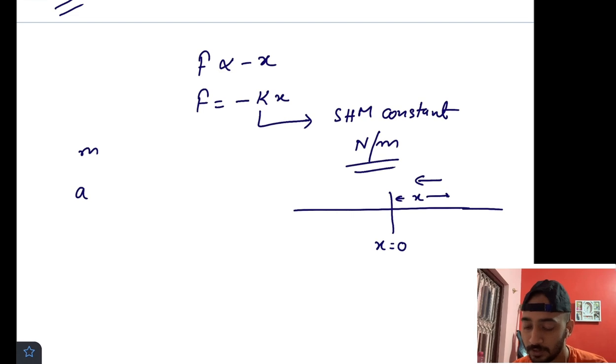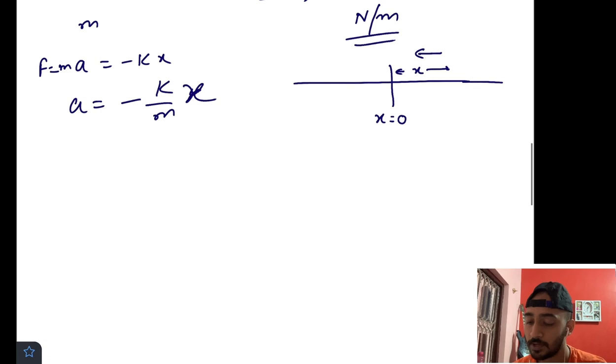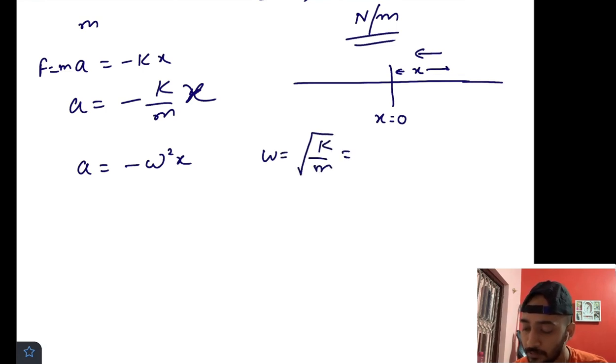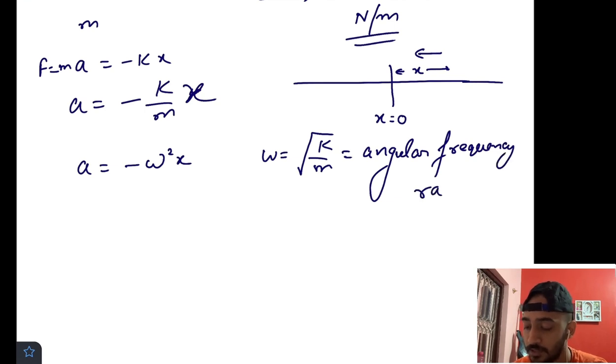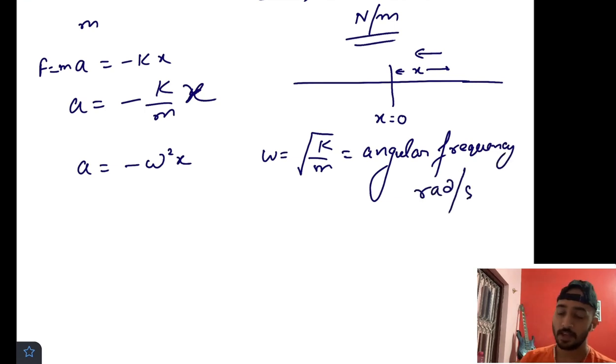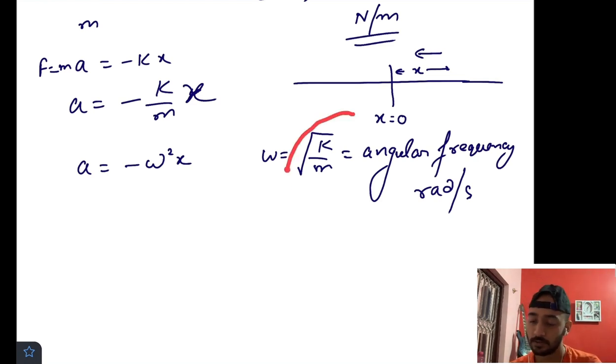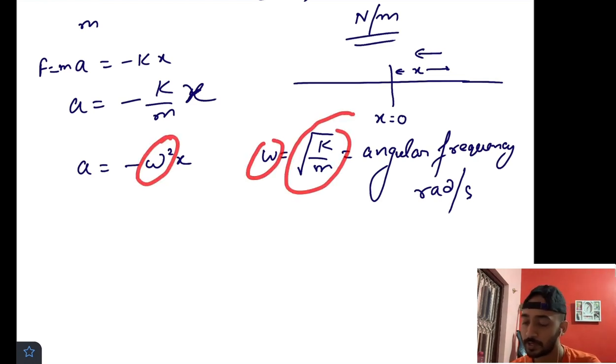So you can write F equals mass into acceleration equals minus kx. So acceleration is minus k by m times x. Okay, so a equals minus omega square x, where omega equals root over k by m, which in future we will call the angular frequency, having a unit of radians per second. As you can see, we have considered root over k by m as omega.